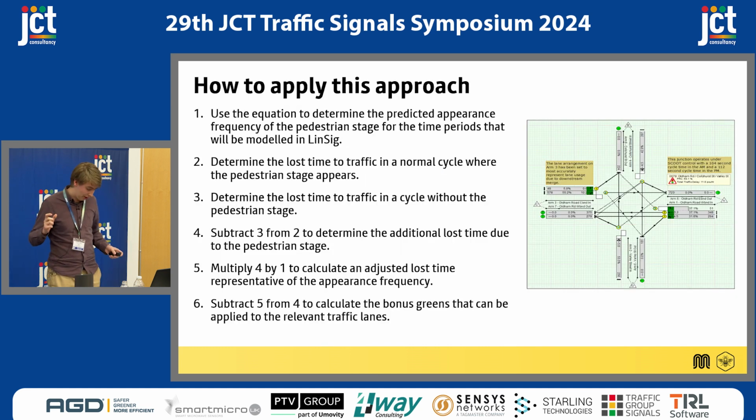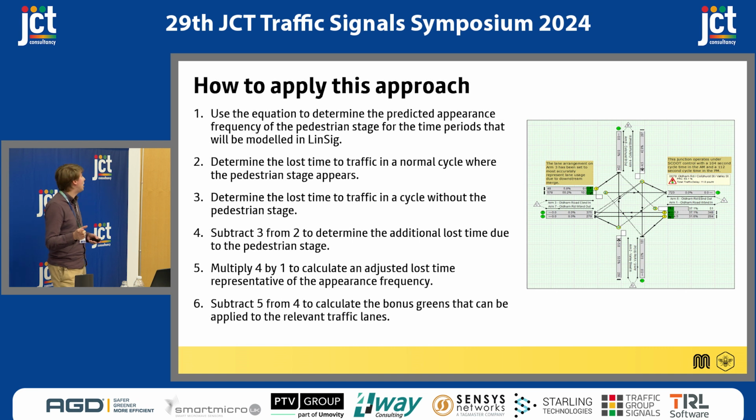So very briefly, I'm not trying to give you a tutorial on how to do bonus screens, but the way we've applied this predicted frequency is using bonus screens in LinSig. And effectively, if you're modeling a stage, if you do a normal cycle with the pedestrian stage appearing, you can calculate how much time is lost to traffic. And then you can do the same again in a cycle where the pedestrian stage doesn't appear. And the difference between those two is effectively your additional lost time due to that pedestrian stage appearing.